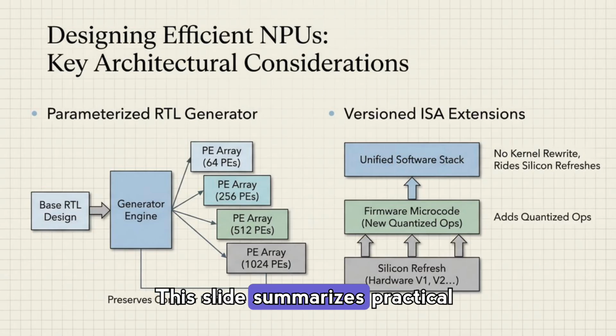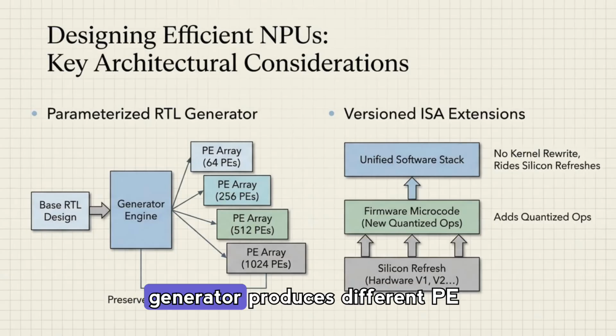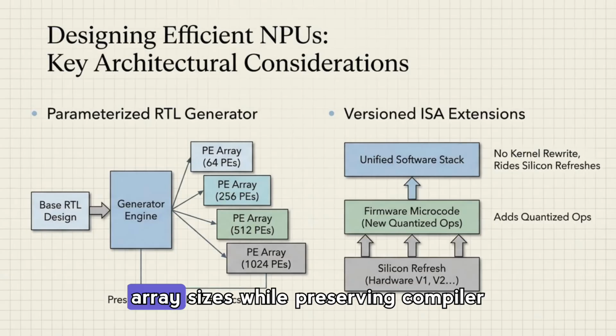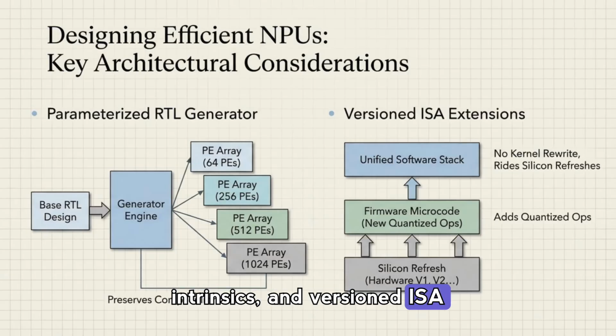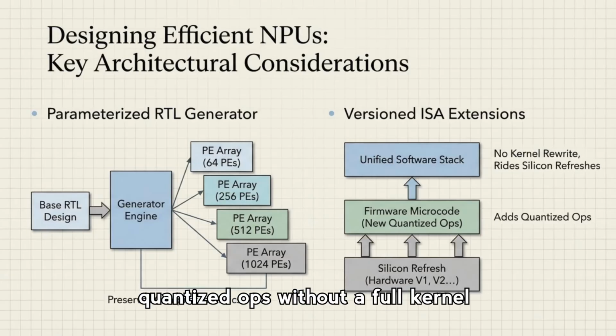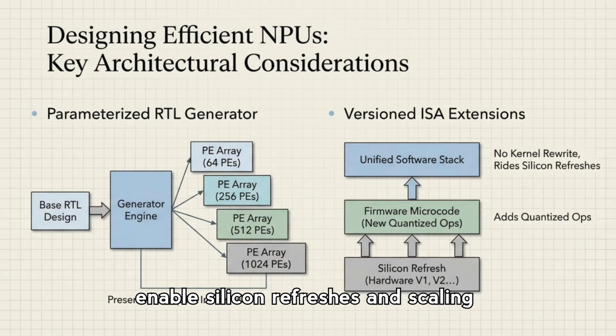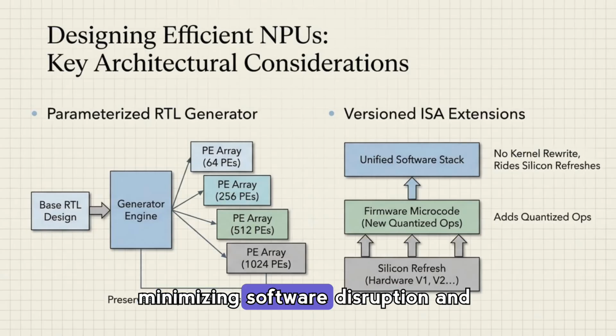This slide summarizes practical design flows. A parameterized RTL generator produces different PE array sizes while preserving compiler intrinsics and versioned ISA extensions. Let firmware add quantized ops without a full kernel rewrite. Together, these approaches enable silicon refreshes and scaling across product variants while minimizing software disruption and preserving a unified software stack.